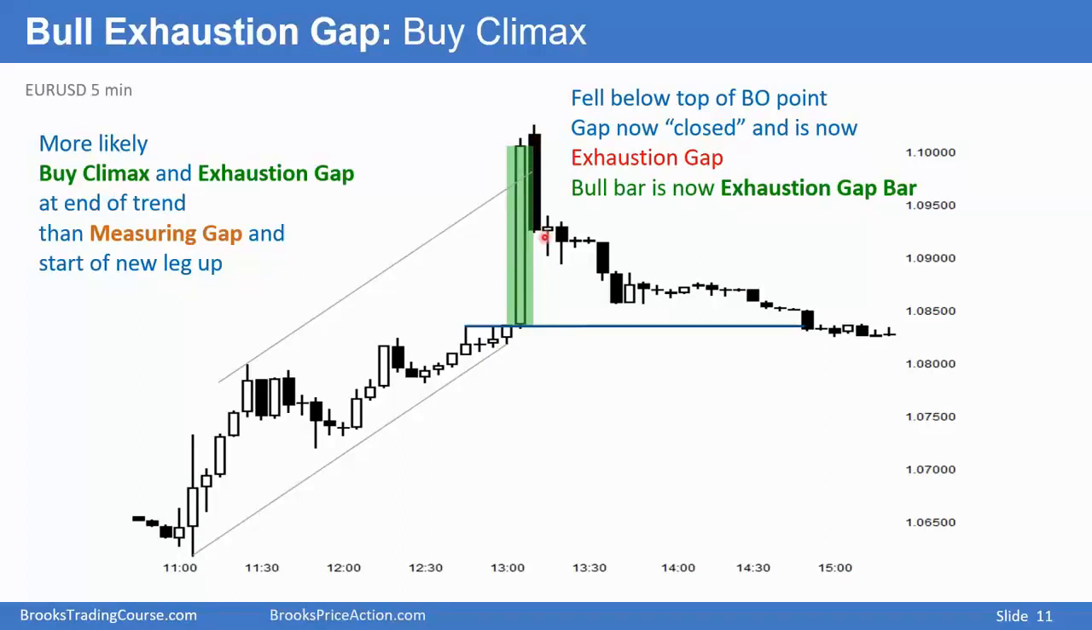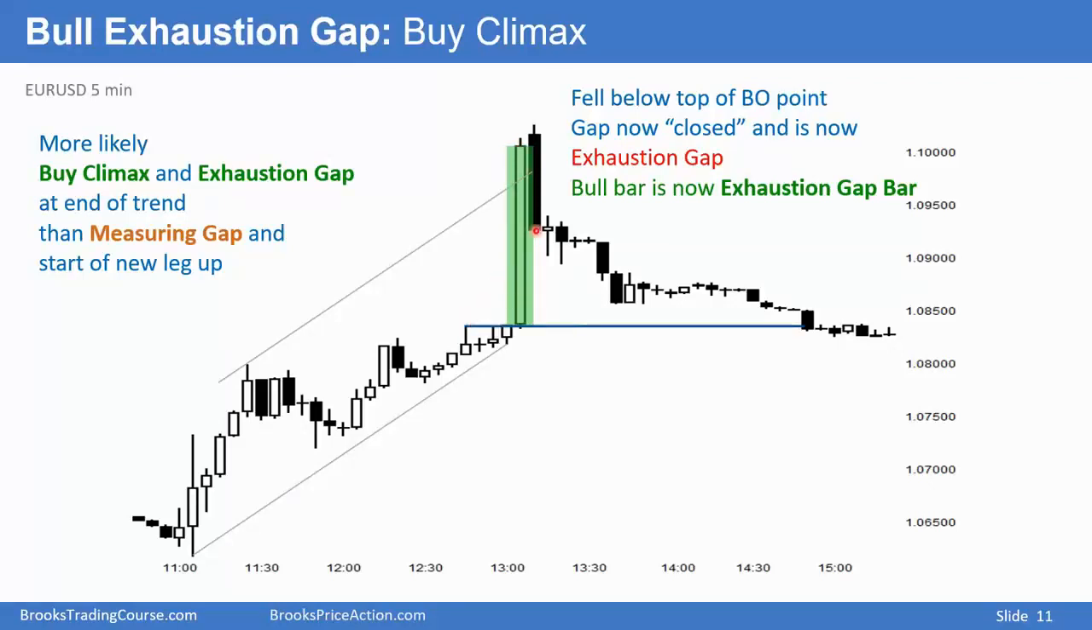A big bear bar, that's a big problem for the bulls. They wanted consecutive big bull bars. Instead, they get a big bear bar. At this point, at the close of this big bear bar, closing near its low, there's at least a 50-50 chance the gap is going to close. At this point here, the gap is this close to the breakout point here or here.